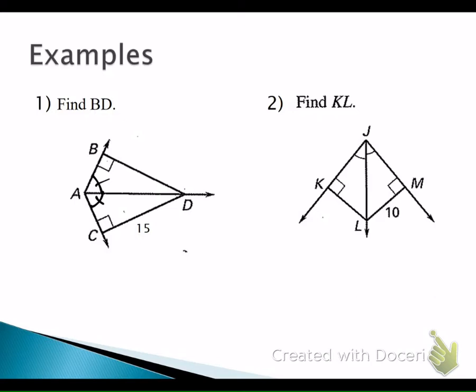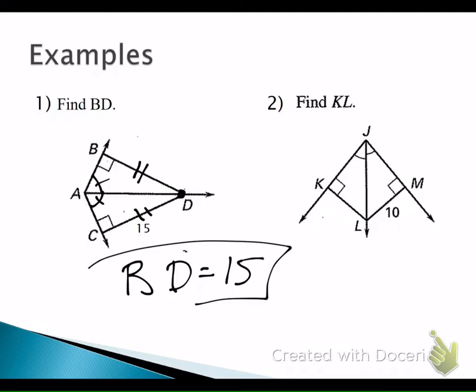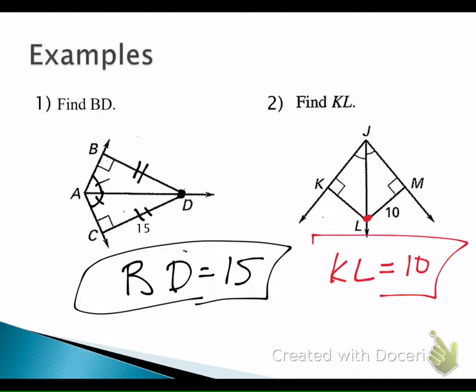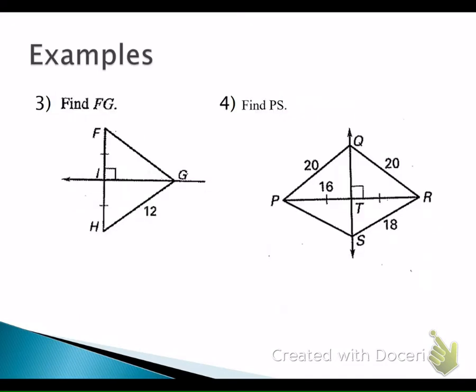Number one. Point D is on the angle bisector, so what do I know about BD? BD is what? 15. Awesome. Same idea on number 2. Point L is on an angle bisector. How long is KL? 10. Phenomenal. Questions?